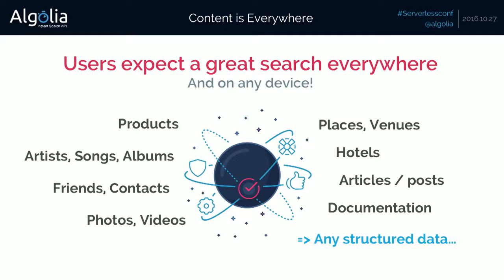Whatever you're looking for, a song, a person, or a product, what you want is to get the relevant results with just a few keystrokes. And that, of course, applies to them, but not only. It applies to any web app or mobile application that deals with any type of data. It can be products, places, venues, hotels, documentation, photos, and so on, and any type of application that you guys are probably building. So yeah, search is key.